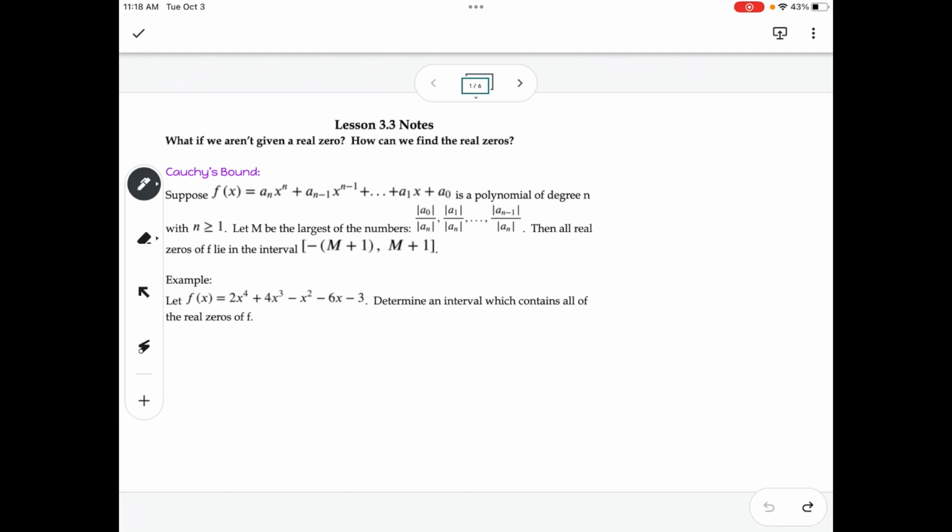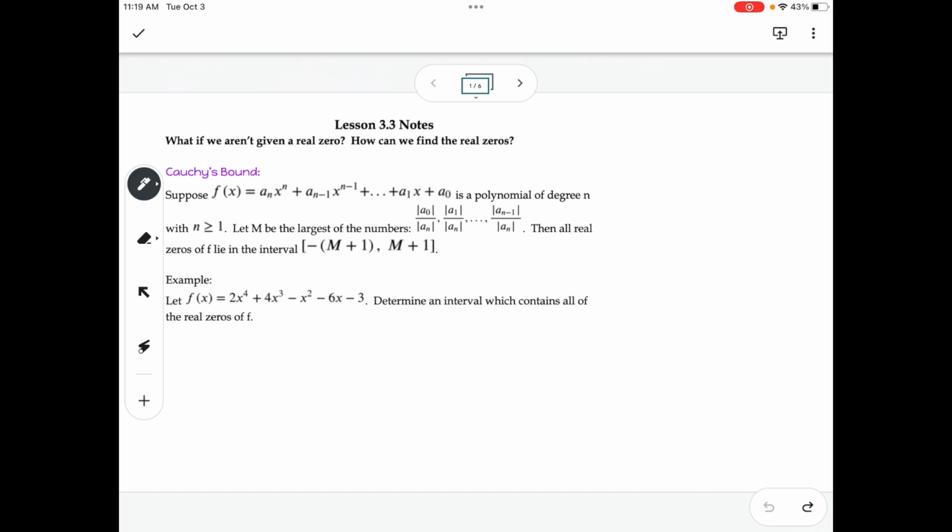So the ancient mathematicians, if they were trying to graph these and weren't given a real zero, how do we find what they are? Because you and I don't have time to just randomly put numbers in and synthetically divide until we find one that has a remainder of 0. We would be here all day. You don't have that kind of time, and I certainly don't have that kind of time.